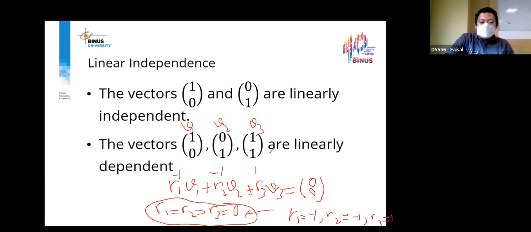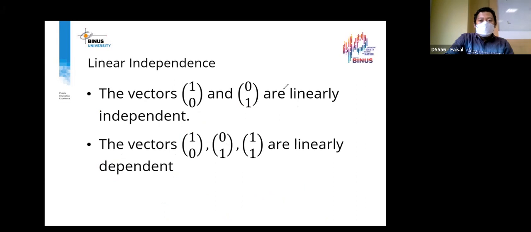And we can conclude these three vectors are linearly dependent, because there is a non-zero solution for the scalars. The first one is linearly independent, and the second one is dependent. See the difference: independent, dependent. Okay, any questions? Linear independent? Ada pertanyaan nggak?